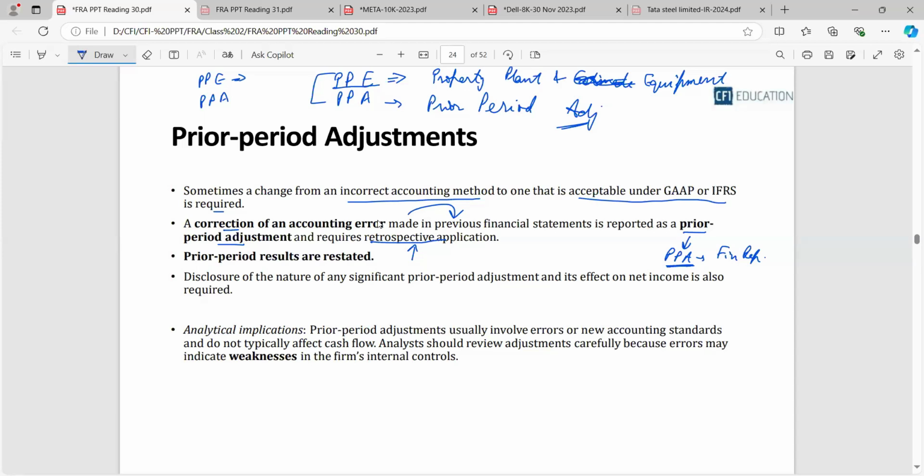PPA is not a usual practice for India, but in the Indian accounting standard, that is Ind AS, this PPE word is used. Okay, that is property, plant, and equipment. Now the prior period results are restated. I told you there should be a change, and it is retrospective, so it makes sense for restating.